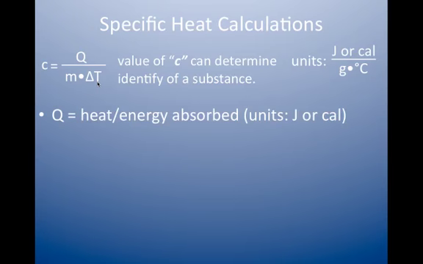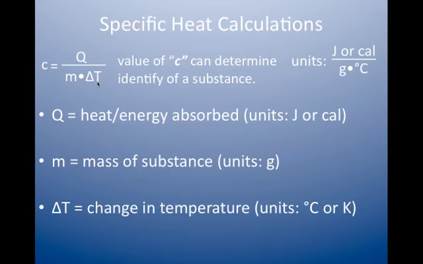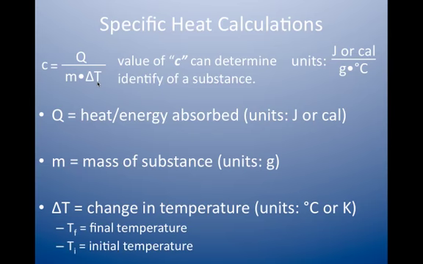Again, Q is the heat or energy absorbed. The units on that could be joules or calories. M represents the mass of a substance in units of grams. And then delta T is the change in temperature, delta meaning change. The units on temperature could be degrees Celsius or Kelvin. Now to find delta T, you need the final temperature minus the initial temperature, so T final minus T initial. When you're given a problem, you'll have to read it for which is given as the final and which is given as the initial temperature.